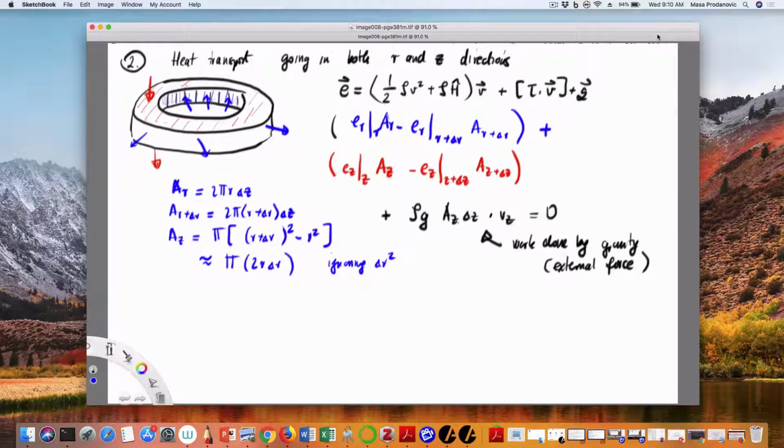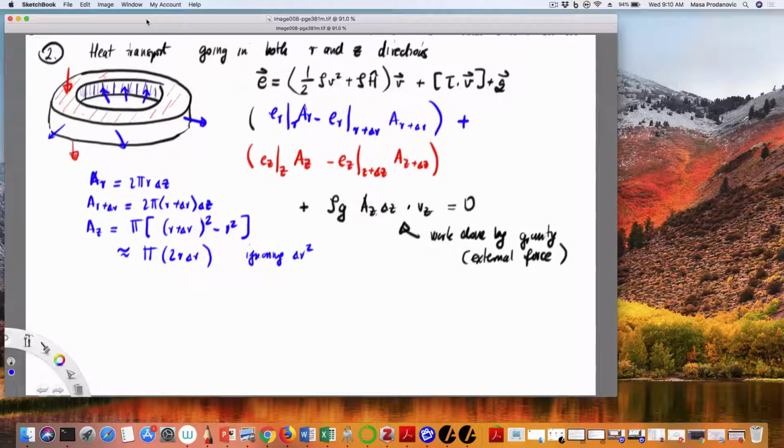And then we should not forget the work done by external forces. In this case, it is gravity. Okay? So I basically do a dot product with my velocity, and I get the following, because only the Z direction for gravity is the one that is active. So once I actually put these areas in, I am going to get the following.